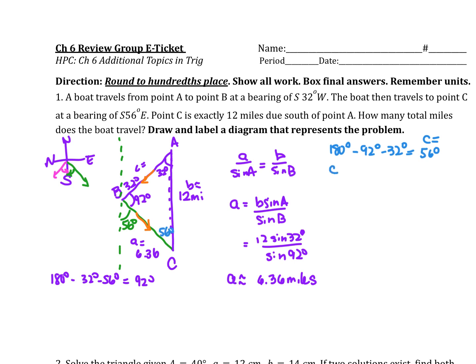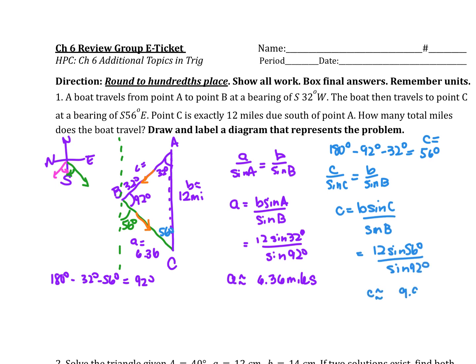So now we can do c over sine of C equals b over sine of B. So multiplying sine of C to both sides, so we can solve for c. We get c is 12 sine 56 degrees over sine of 92 degrees. And we find side c is 9.95 miles.